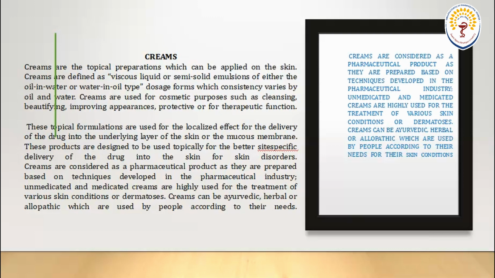So, these topical formulations are used for the localized effect, for the delivery of drug into the underlying layer of skin or the mucous membrane. These products are designed to be used topically for better site-specific delivery of the drug. Creams are considered a pharmaceutical product as they are prepared based on techniques developed in the pharmaceutical industry. So, creams can be Ayurvedic or allopathic, which are used by people according to their needs.